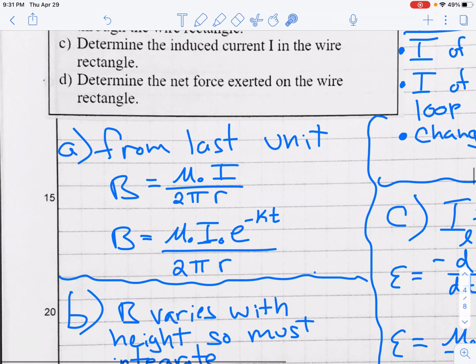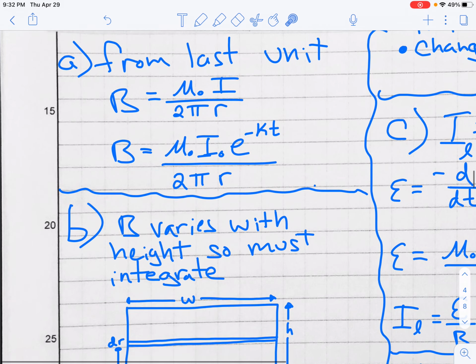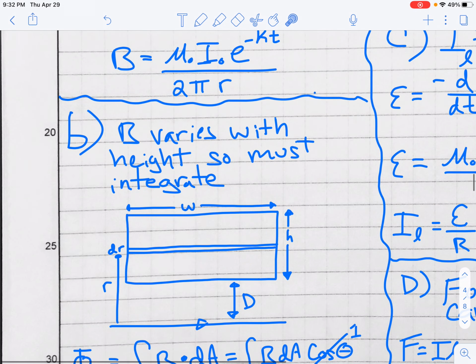All right, part B. Now, B varies with height, right? Because r here is our distance away. So as you go further up, the magnetic field decreases. And you cannot simply multiply the magnetic field by the area to get the flux because the magnetic field is changing. What we're going to have to do is integrate. So here's kind of the setup, right?